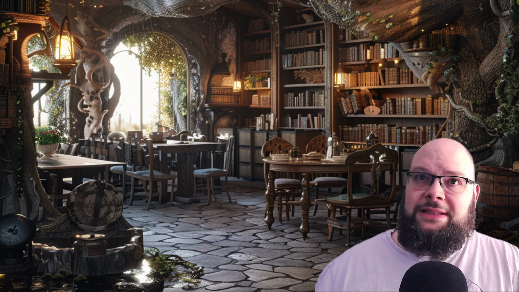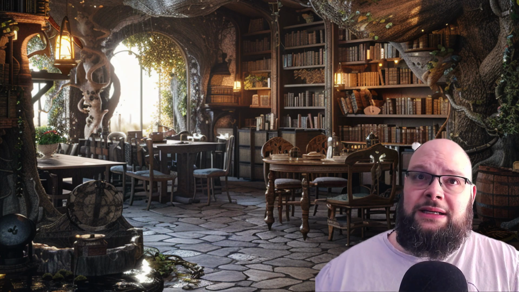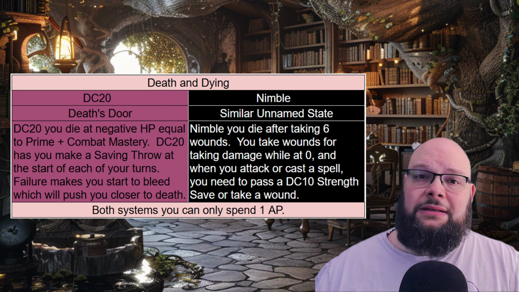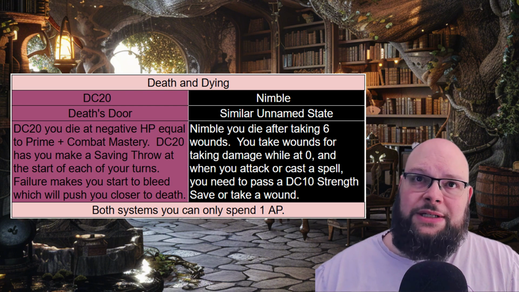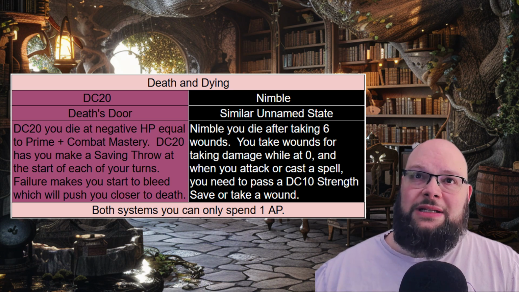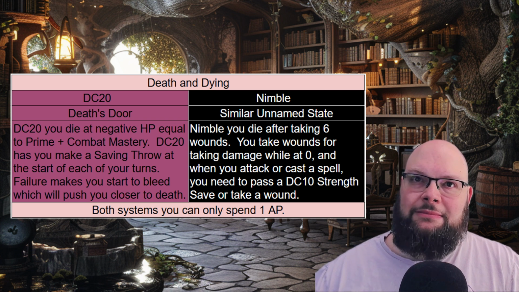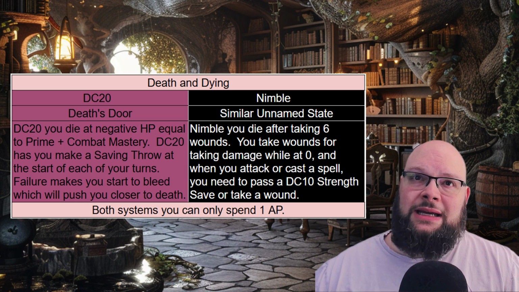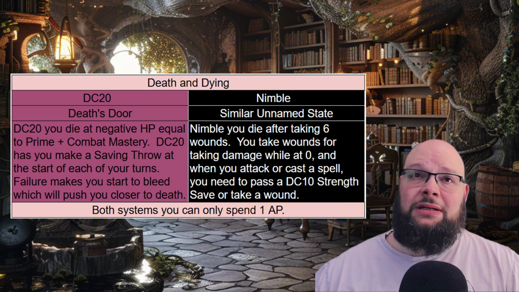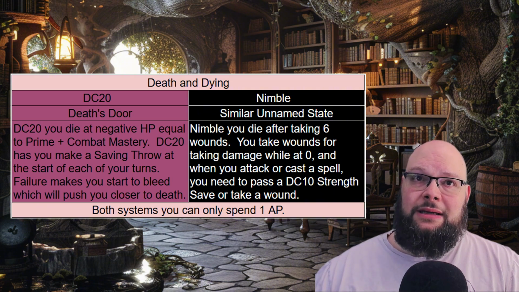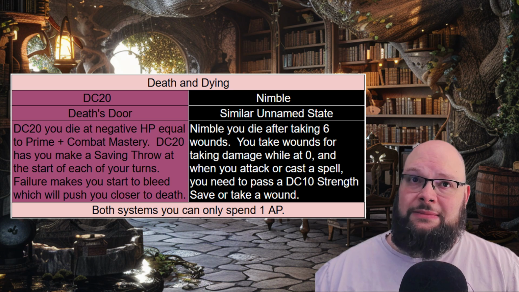While we're talking about damage, let's take a look at death and dying. What happens if you take too much damage? DC20 has a mechanic called Death's Door. Nimble has a similar condition that I don't believe actually has a name. In DC20, you die at negative hit points equal to your prime plus combat mastery. What that means is, at level 1, let's say, your prime is going to be 3 and your combat mastery 1, so you'll die at negative 4 hit points.